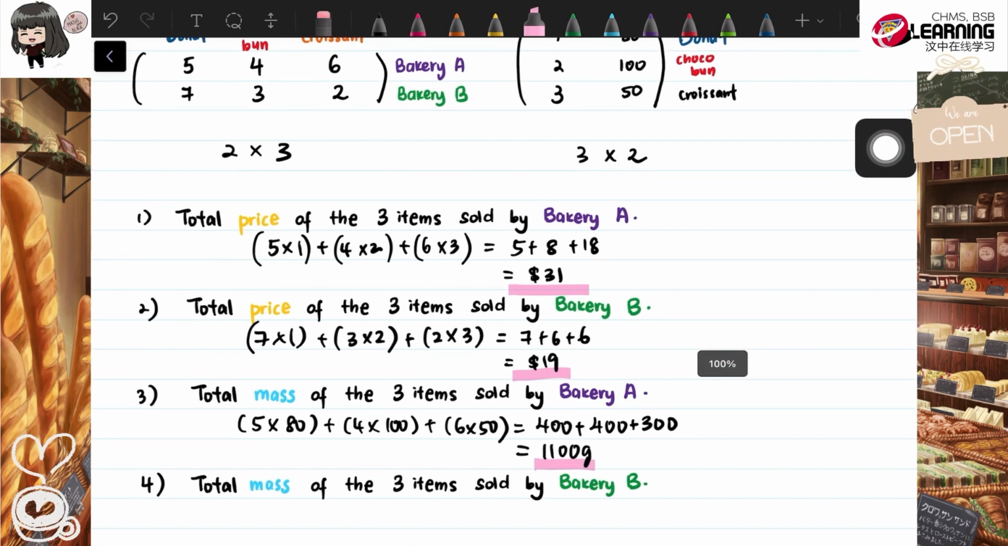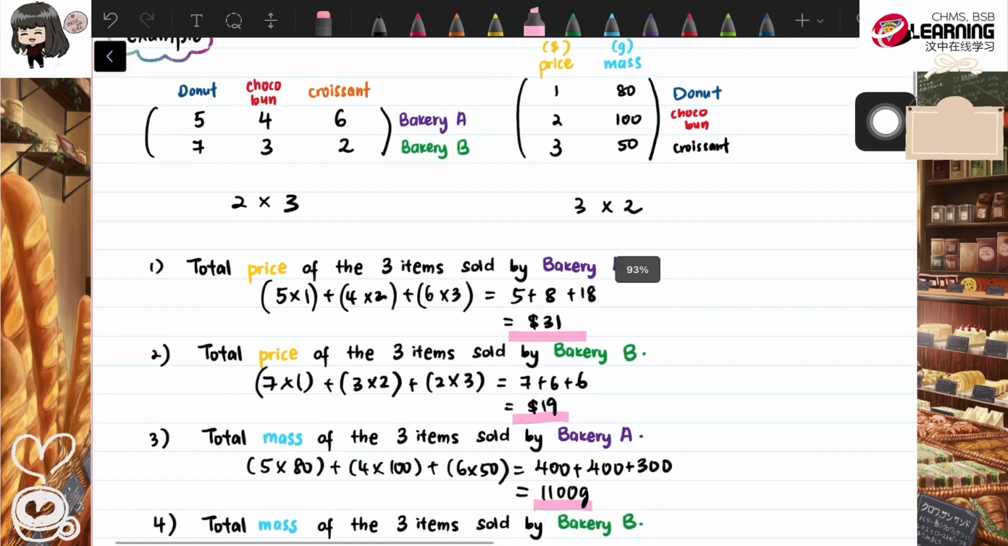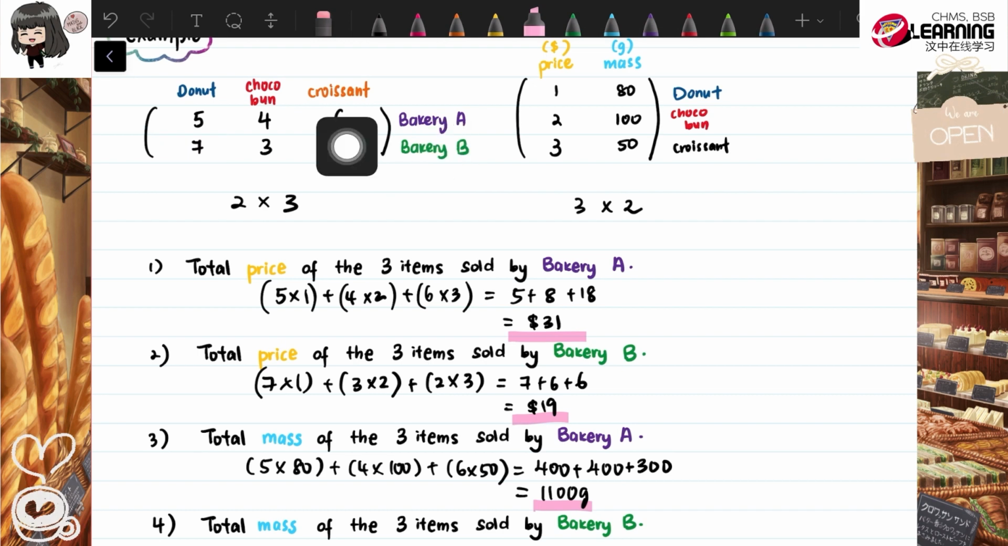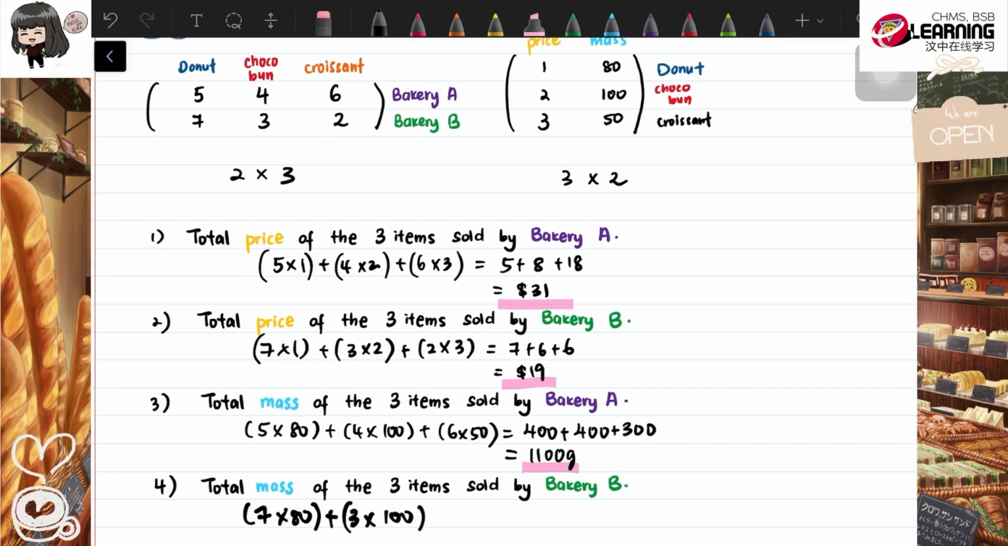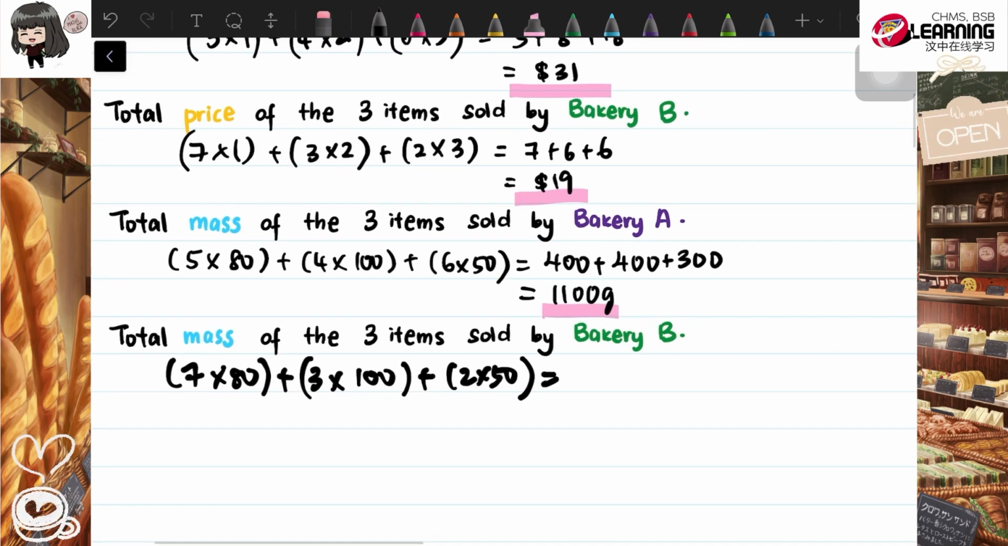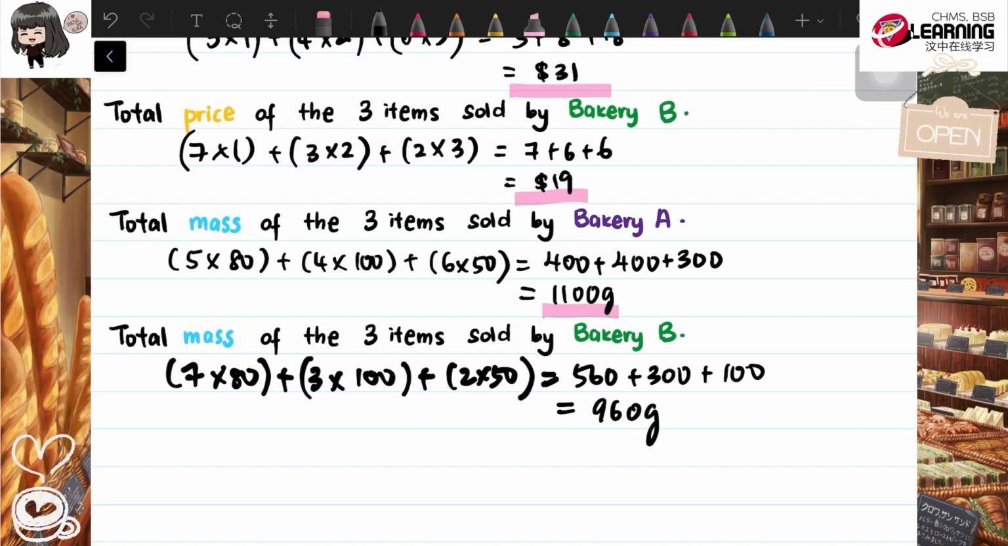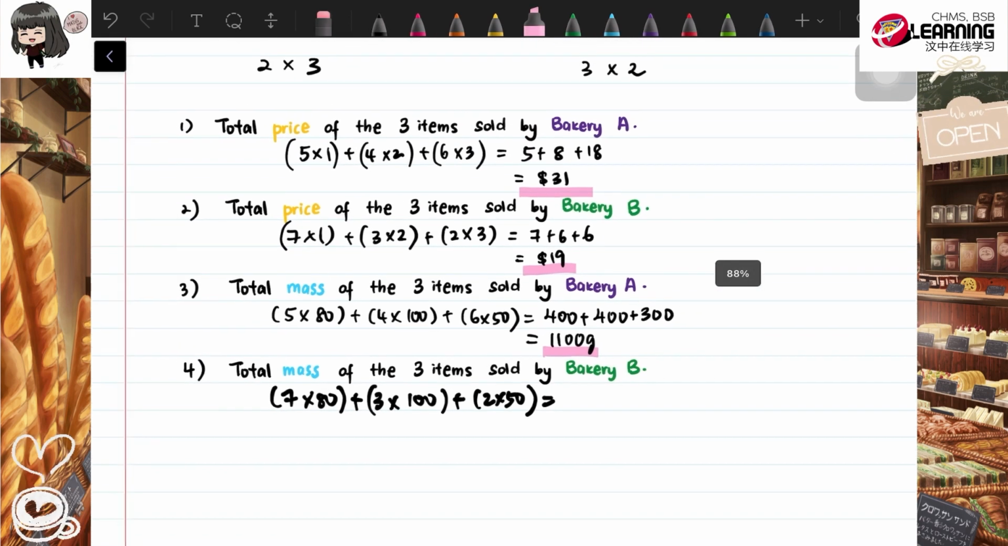Let's look at the total mass of the 3 items sold by bakery B. Same thing: your second row times your second column now, because the second row is bakery B. So 7 times 80 plus 3 times 100 plus 2 times 50. So it's 960 gram.